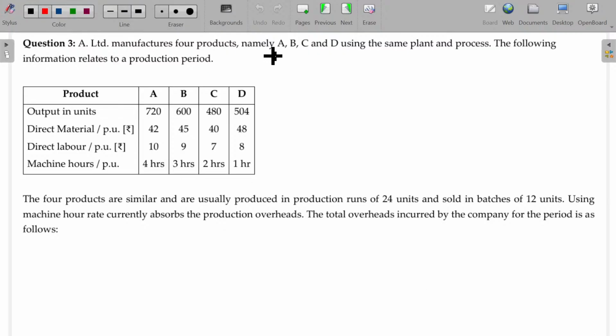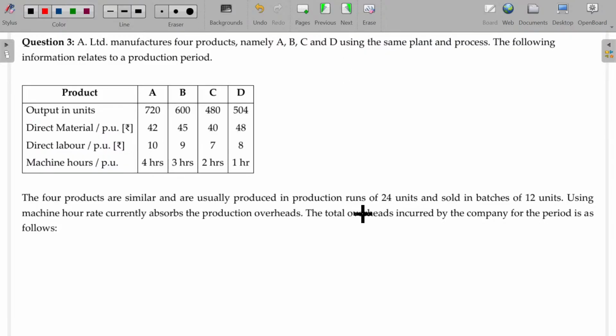A Limited manufactures 4 products, namely A, B, C and D, using the same plant and process. The following information is given. See, whenever this is output in units, direct material, direct labor, so these are what? The prime cost. Right. The 4 products are similar and are usually produced in production runs of 24 units and sold in batches of 12 units. Okay. Production run 24 units.